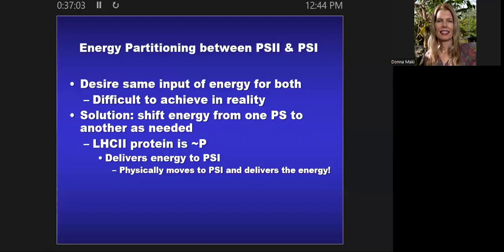And so you have this LHC2 antenna complex. If it's in its phosphorylated state, that's the signal: I got to go find photosystem 1 and give extra energy there.